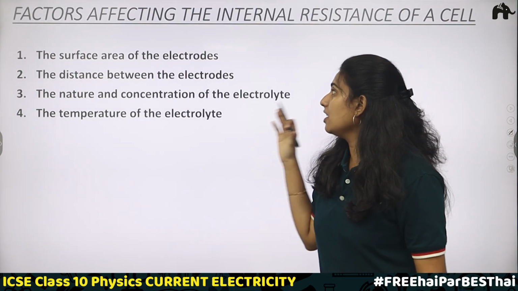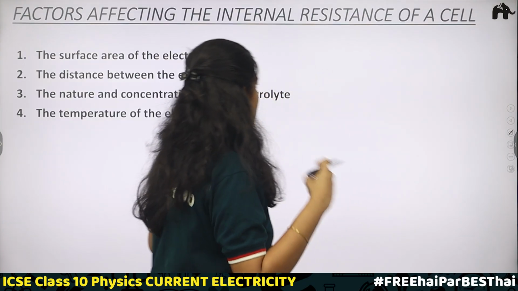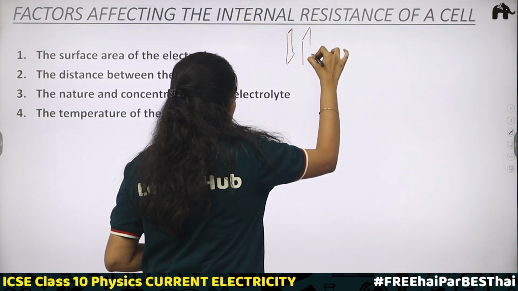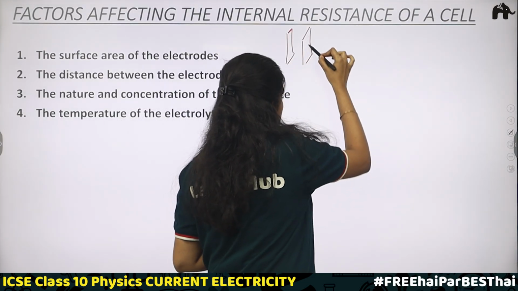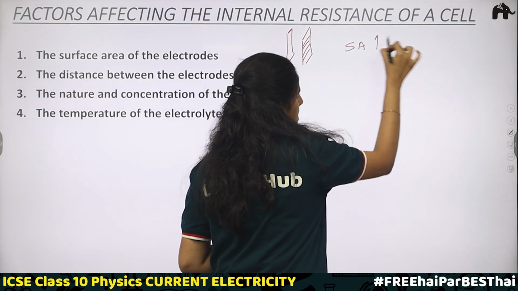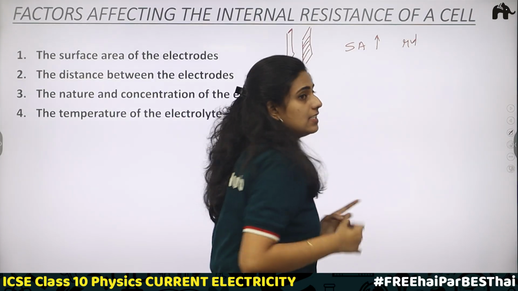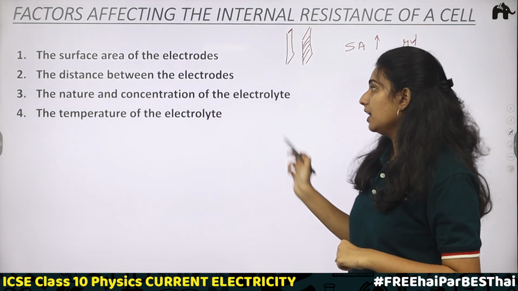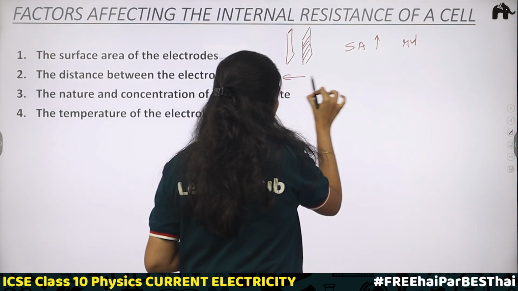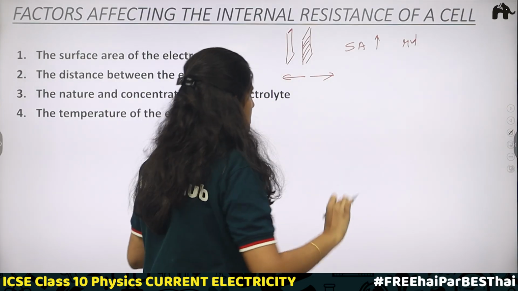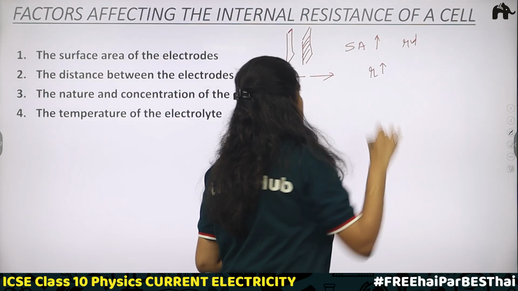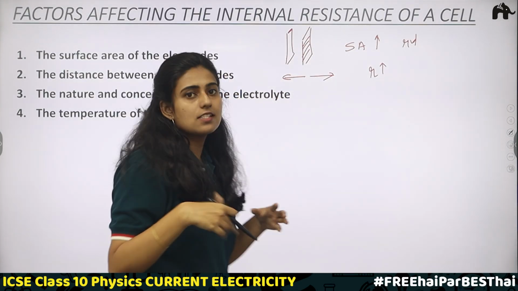First one is the surface area of the electrodes. The electrodes we have studied, cathode and anode. When you have two electrodes, and the surface area of the electrodes increases, internal resistance is going to decrease. That is, there is an inverse proportion. Now the second point, the distance between the electrodes. When you increase the distance between the two electrodes, what happens to internal resistance? Internal resistance is going to increase. Directly proportional. Distance increases, internal resistance also increases.